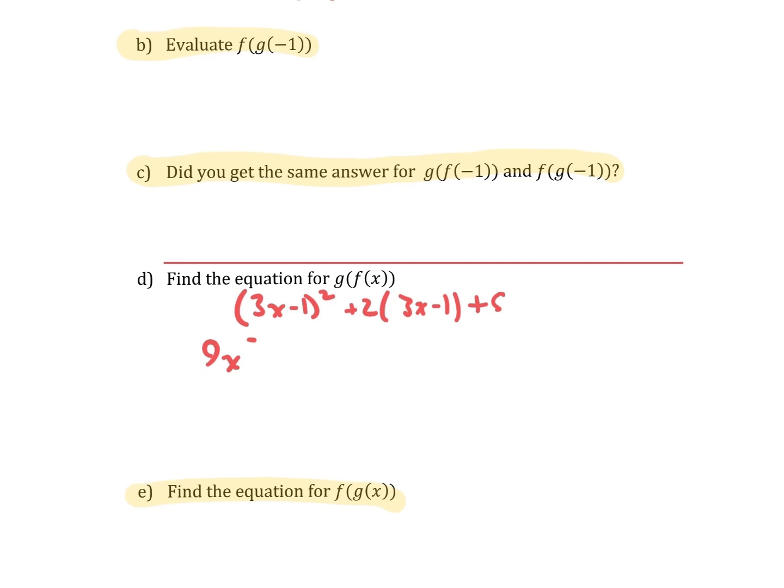All right, so this is 9x squared. I've got to do 3 times 1 times 2, minus 6x plus 1 plus 6x minus 2 plus 5. Combine like terms. Oh yeah, that was in the worksheet part of the previous page. Ooh, those x's cancel. That's kind of cool. Plus 4. Oh, that's kind of fun.